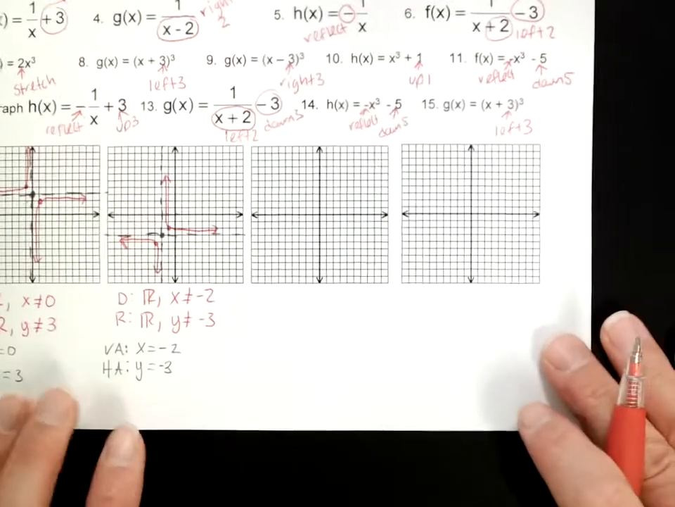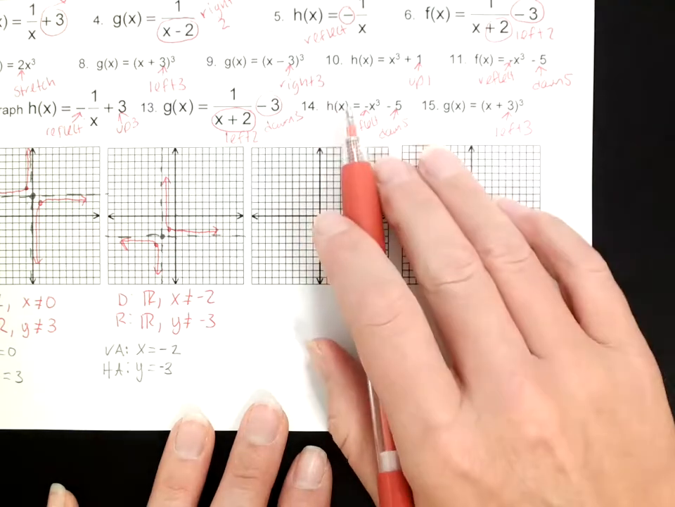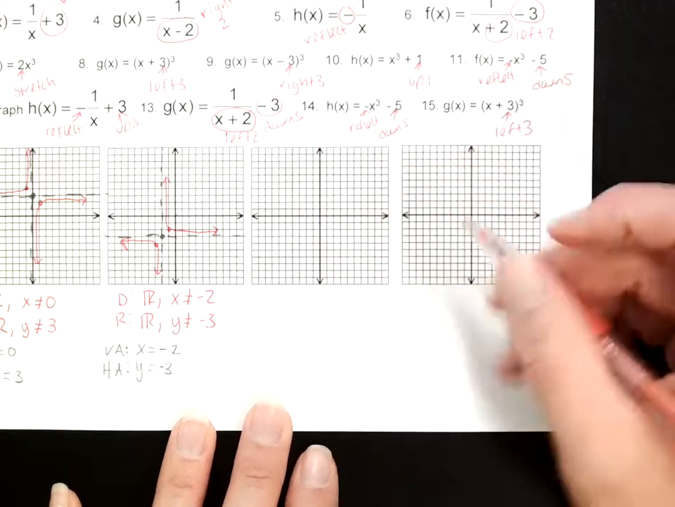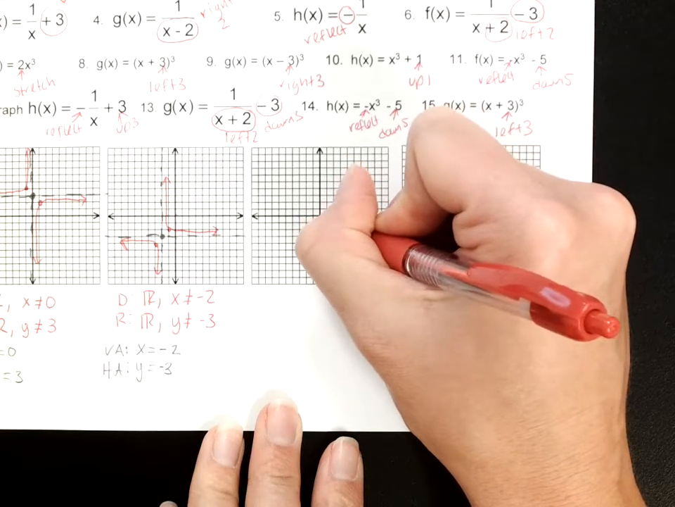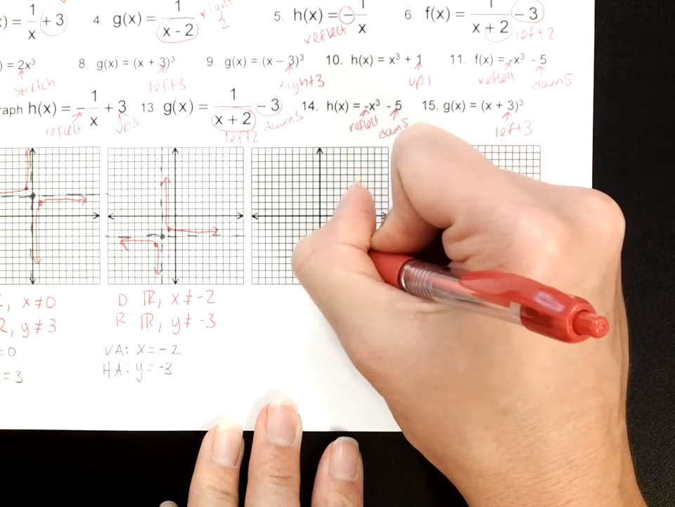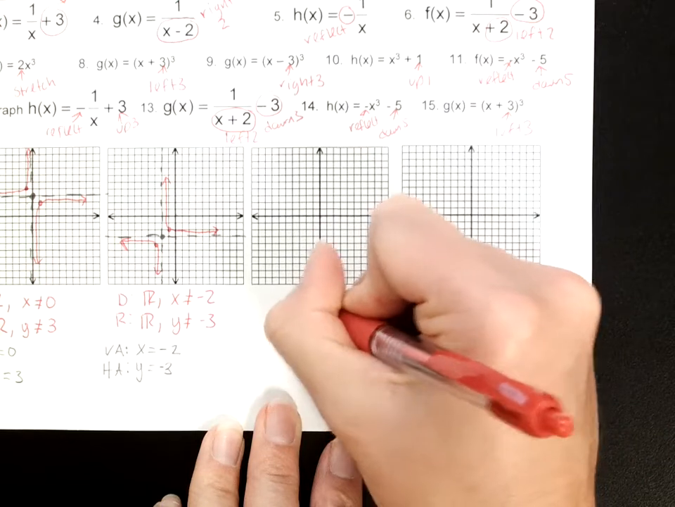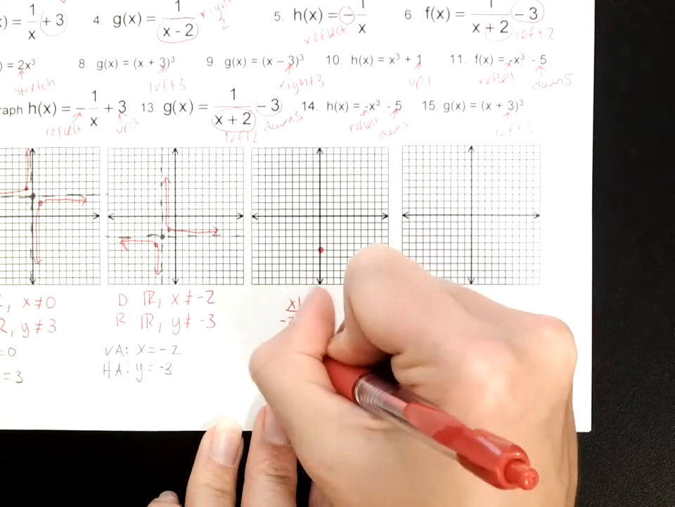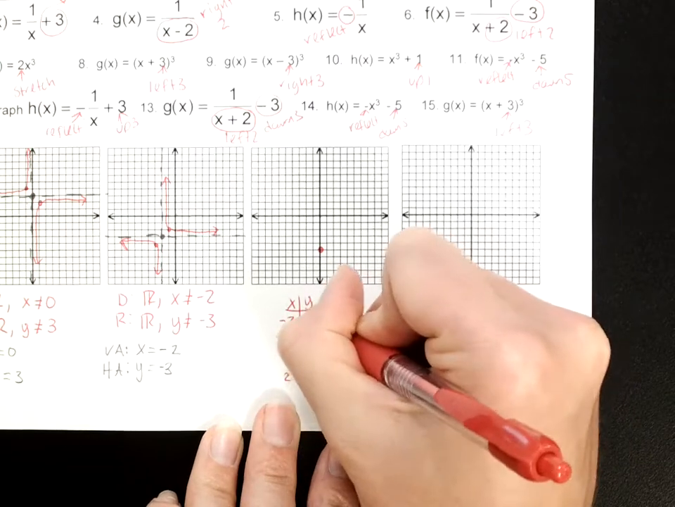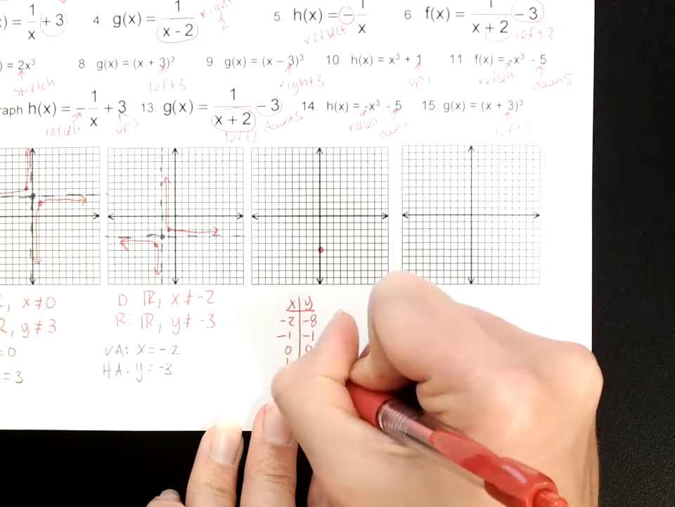Looking at our cubic example, this one has been reflected and moved down 5. So again, usually it's 0, 0, but I'm going to move it down 1, 2, 3, 4, 5, put a dot. If you remember your cubic table, I'm going to go ahead and write it down for you. -2, -1, 0, 1, and 2. -8, -1, 0, 1, and 8.